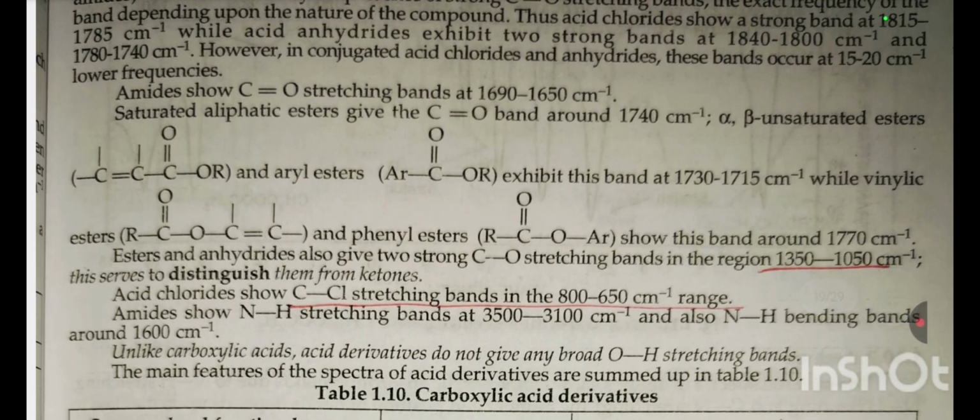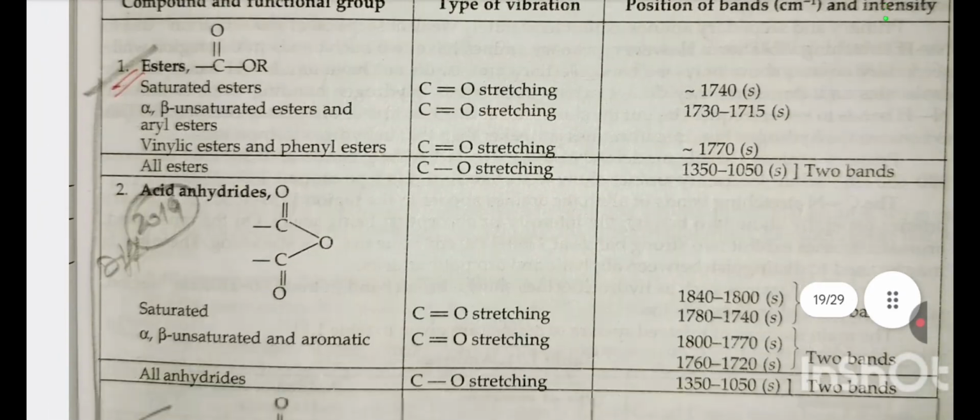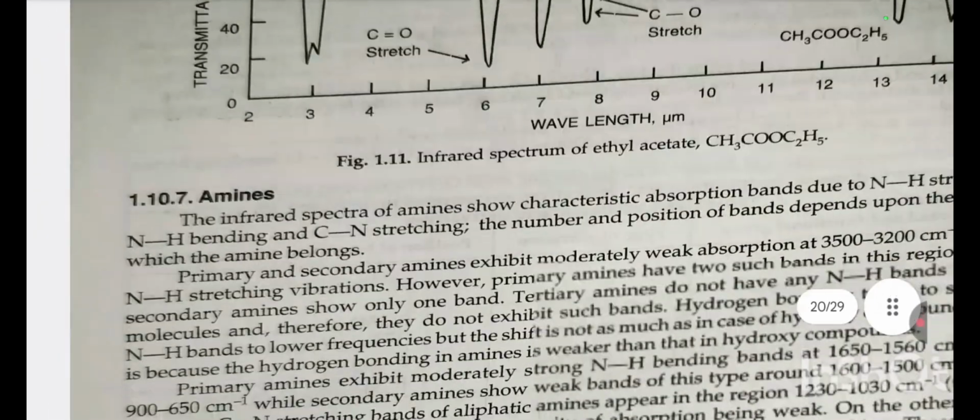Amides show the C=O stretching bands at 1690 to 1650 cm⁻¹. Saturated aliphatic esters give the C=O band around 1740 cm⁻¹. Alpha beta unsaturated esters and aryl esters exhibit this band at 1730 to 1715 cm⁻¹, while vinylic and phenyl esters show the band around 1770 cm⁻¹. This is the way to distinguish between them.